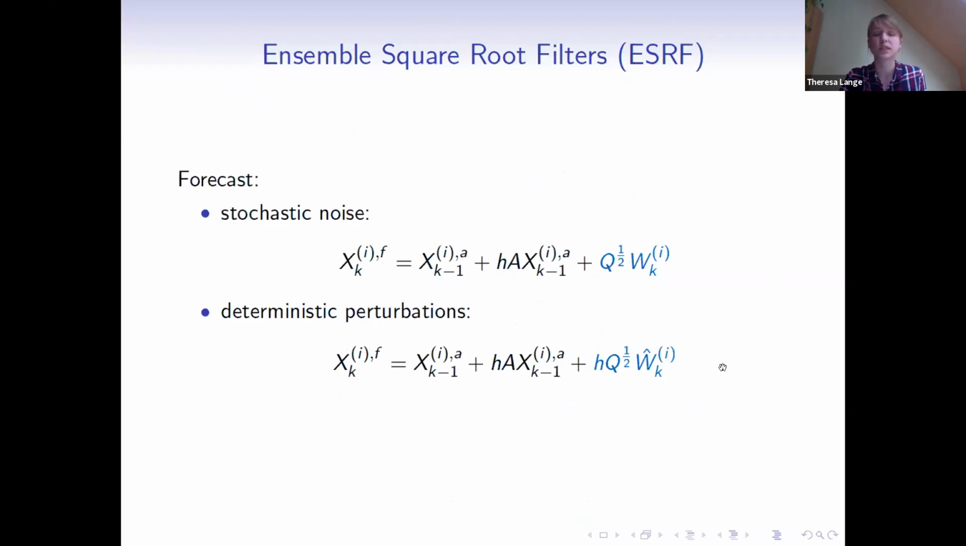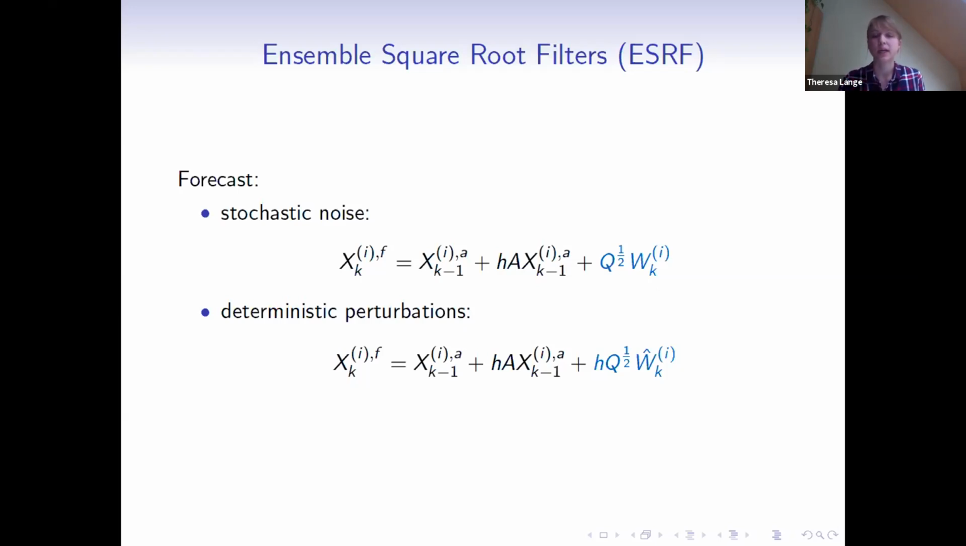So these deterministic perturbations, in the jargon of the data assimilation community, would also be some sort of inflation, because they would inflate the ensemble to have enough spread. And by enough spread, I mean that the covariance matrix is replicated accordingly.